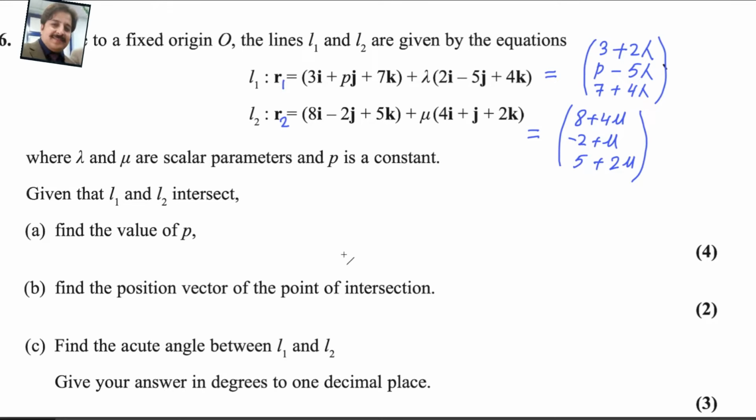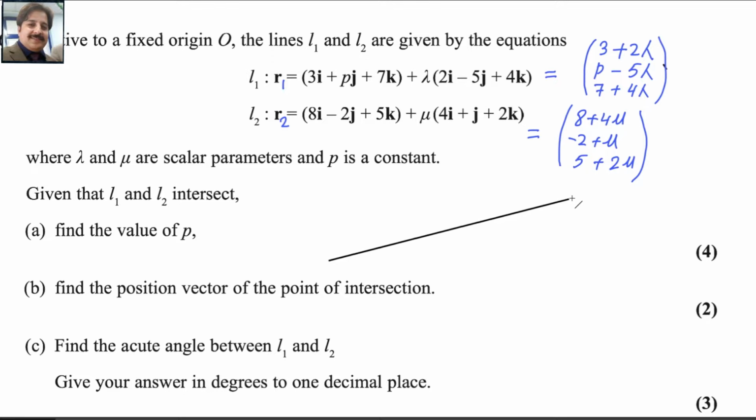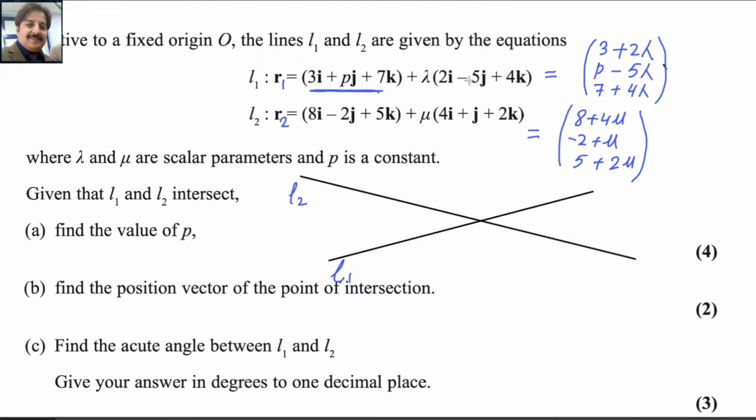Drawing a diagram is not compulsory; this is just to help you understand. This is line L1 and this is line L2. This is called the starting point, and any multiple here is called the direction vector. Let's say this is the direction vector for line L1, so we can represent it as dL1. This is the starting point and this is the direction vector for line L2, so we write dL2 here.